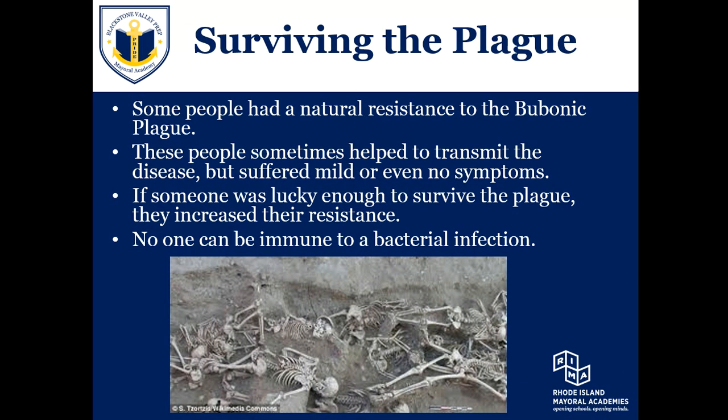Now, surviving the plague. Some people had a natural resistance to bubonic plague. And just like with the rats, just like with the fleas, if it was 100% fatal in a very quick way with all people, then evolutionarily that's a defect. The bacteria would kill itself out through a failure to reproduce. This natural resistance among some people actually helps it to spread. Now, these people would show mild or even no symptoms.